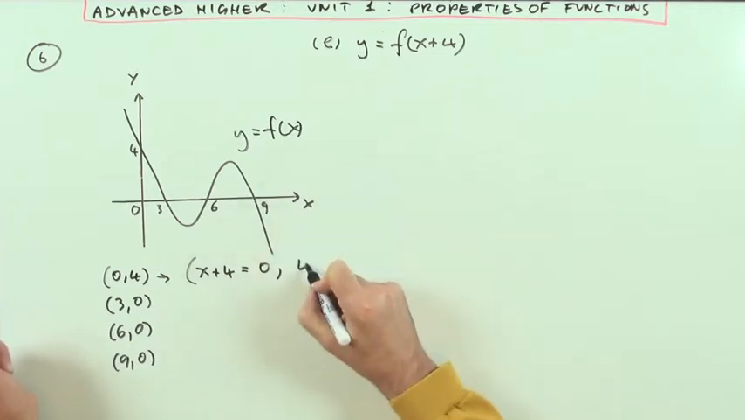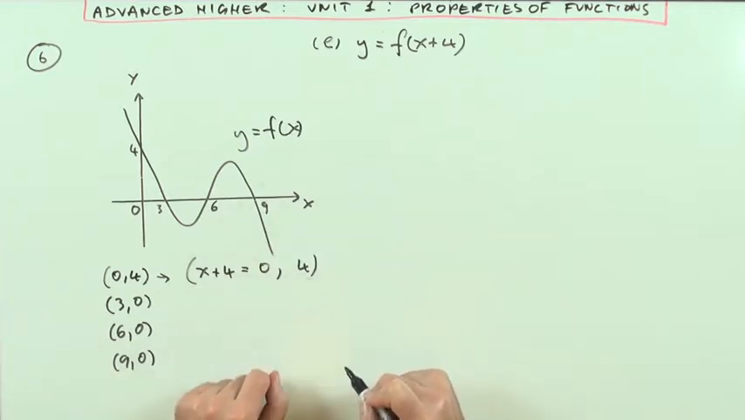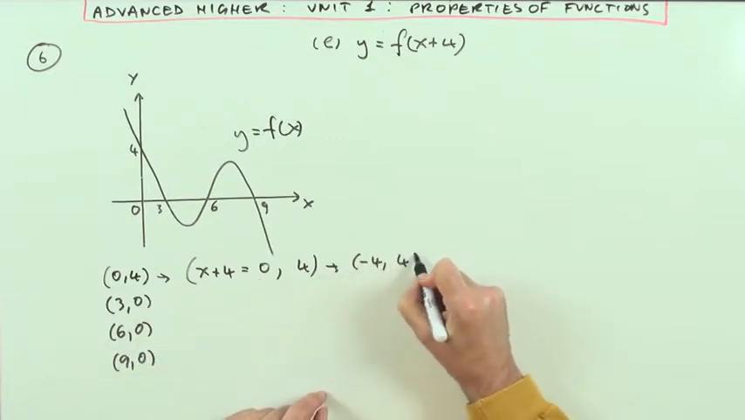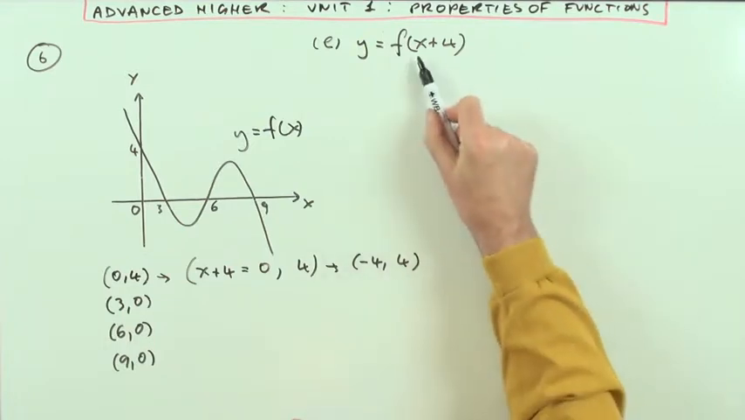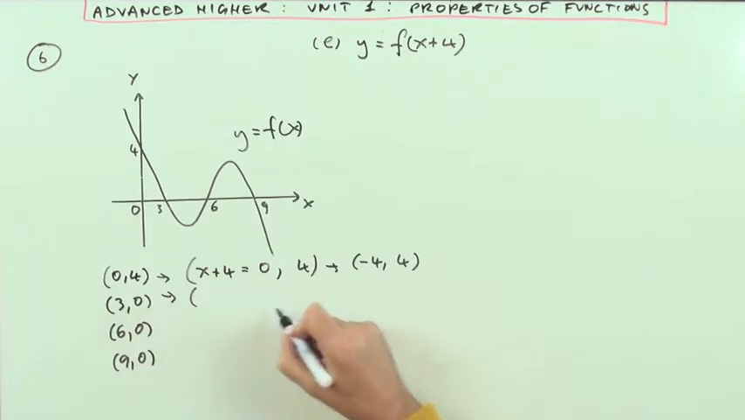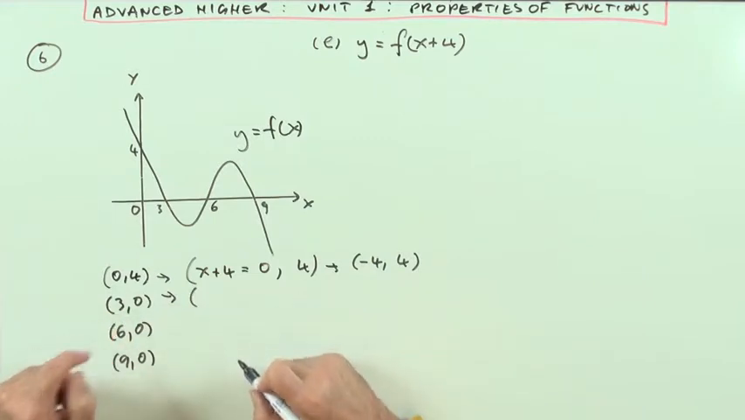But the answer is going to stay the same, 4. So I've got that little equation to solve. In other words, x is going to be negative 4. So that point's going to go to negative 4, 4. Well, they quite often just say it's just the opposite. It's just going to go back 4. So same with the next one. I could just say straight away it's going to go back 4.